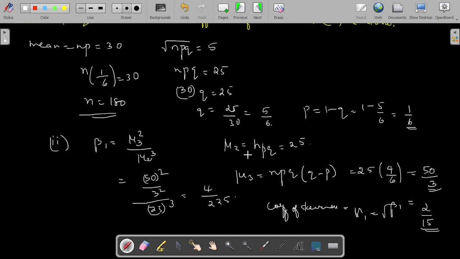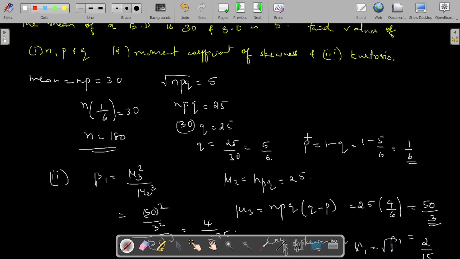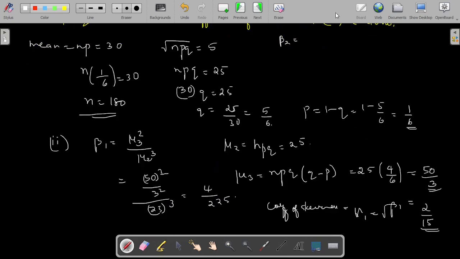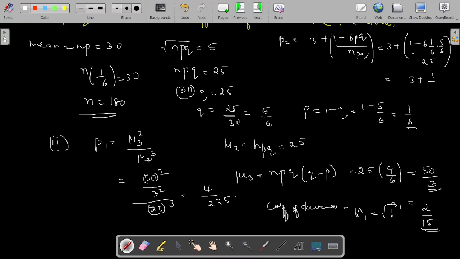Next, similarly, I need now beta 2. So I will write here. Beta 2 equal to, use this formula, 3 plus (1 minus 6pq) divided by npq. This is equal to 3 plus (1 minus 6 into 1 by 6 into 5 by 6) divided by npq, which is 25. So after simplifying this, you will get this value as 3 plus 1 by 150.